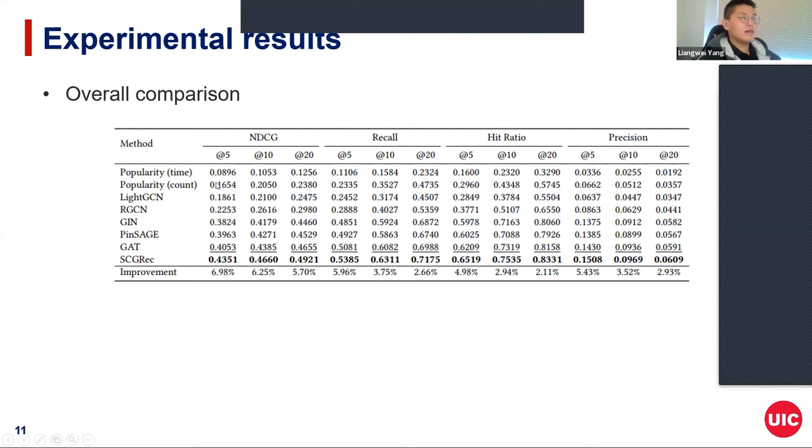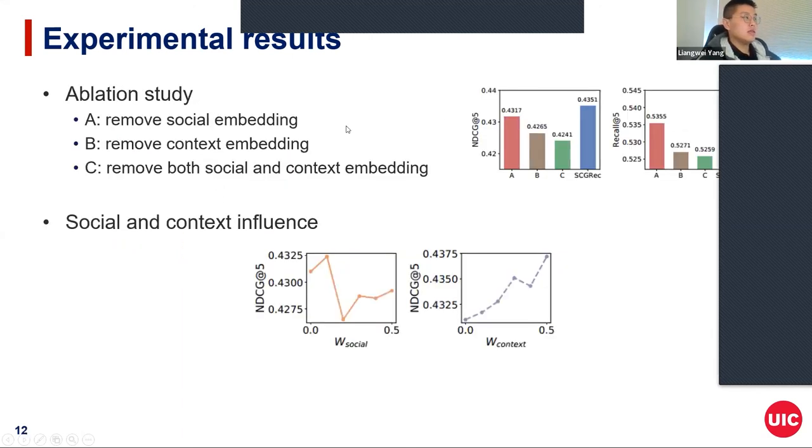And then we perform an ablation study. Model A is built by removing the social embedding, model B is built by removing the context embedding, and model C is built by removing both embeddings together. We can see that whichever kind of embedding we remove, we have a drop in performance, which means each module in our model plays a part.